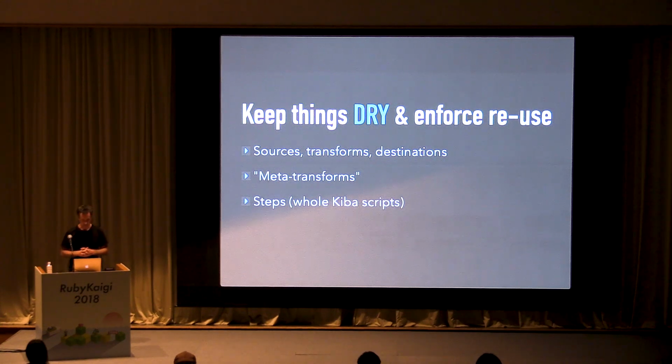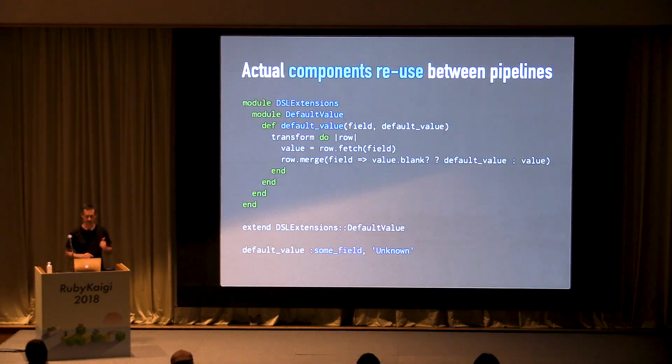Also, you can keep things DRY and enforce reuse, like source and transform declarations, the components, but also meta transforms or whole steps, like we saw, like the one that downloads from S3. Because the main cost is maintenance, you want to make the effort to keep things DRY and to extract what can be reused, so when you come back to it, it's easier to manage. Here is an example of actual component reuse between pipelines. I need a transform that will put a default value in a field if nothing is in there. You can declare it in a separate file, and then reuse it easily. And it's easy to unit test as well.